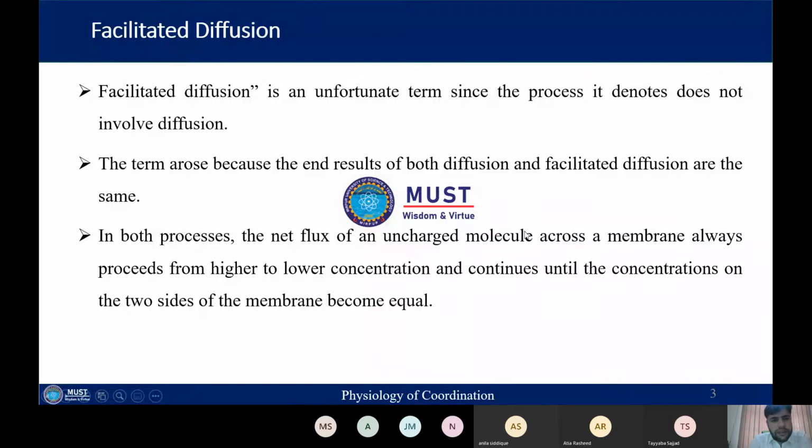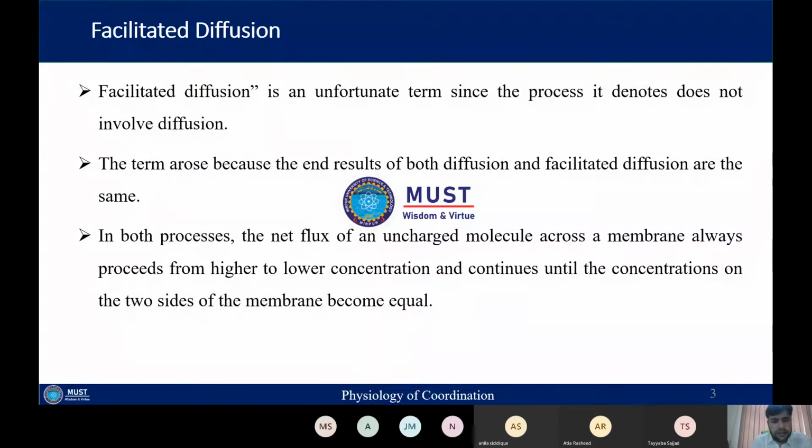Okay, facilitated diffusion is basically what we can call an improper term, because this process does not actually involve the process of diffusion. But at the end of the process, when we look at the end product, the end product of both diffusion and facilitated diffusion are more or less the same.